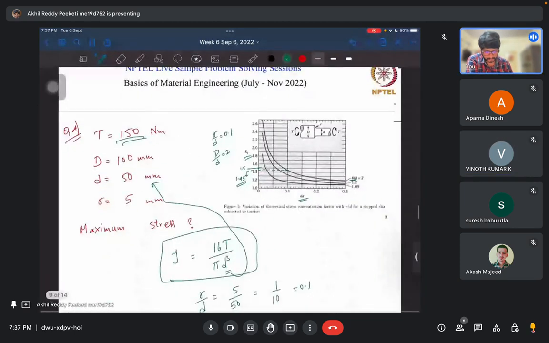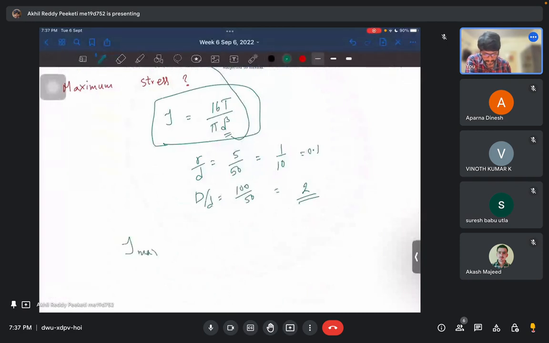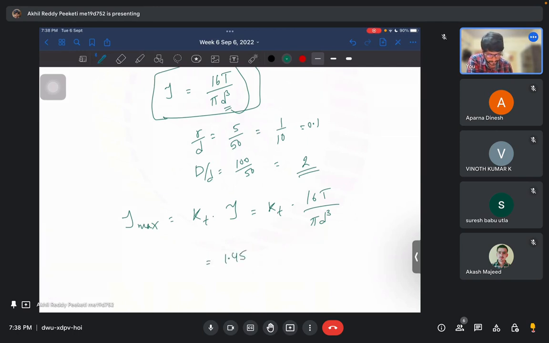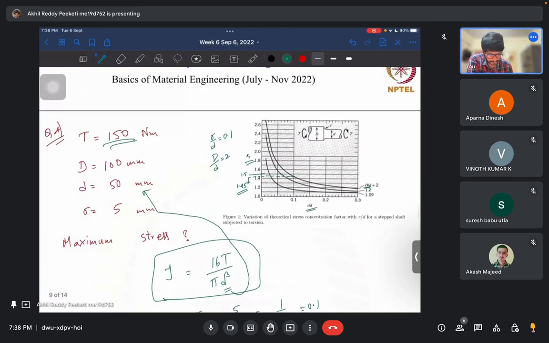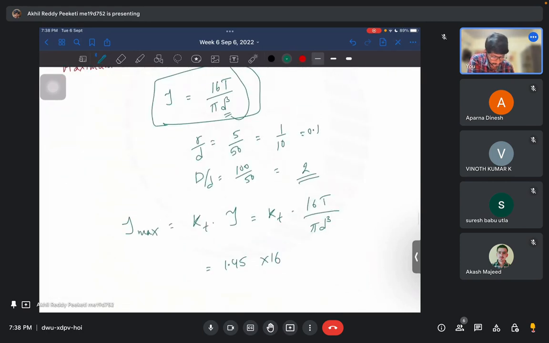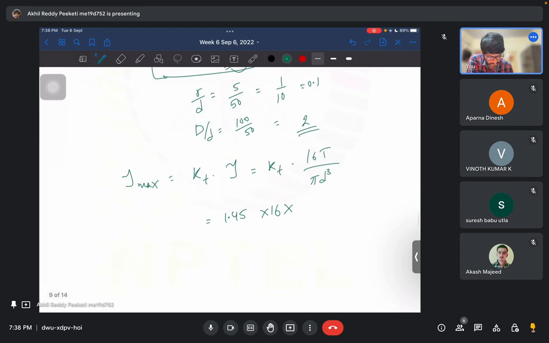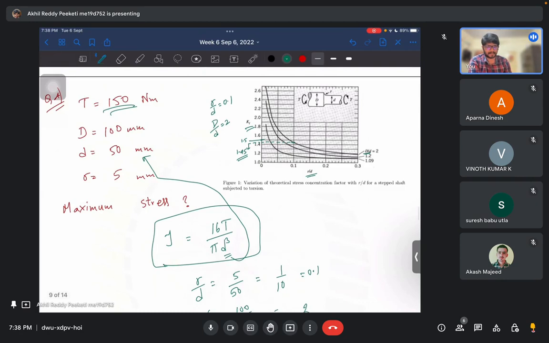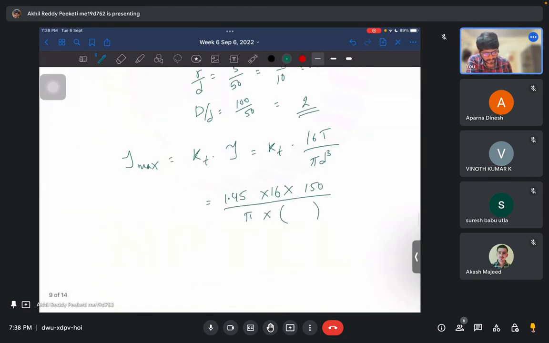Now the actual maximum shear stress that can occur in the material is Kt into the tau value which you get. So Kt into 16T by pi d cube. Kt we got as 1.45. Torque is given as 150 Newton meter. You should be very careful with the dimensions. Everything we are using is SI units, so you should convert every time. So 50 mm, so 0.05 whole cube. This would give us tau max.